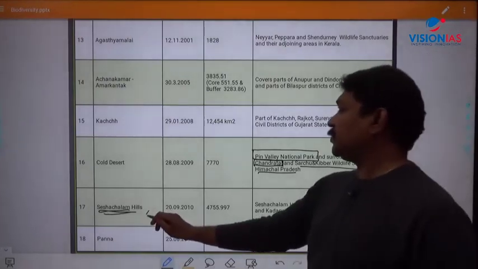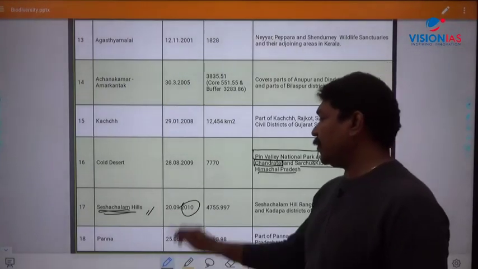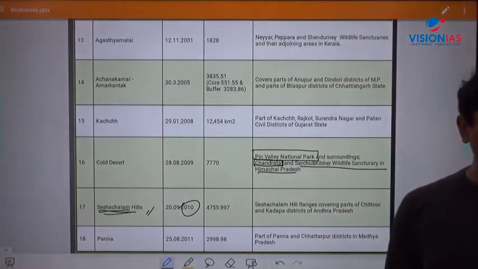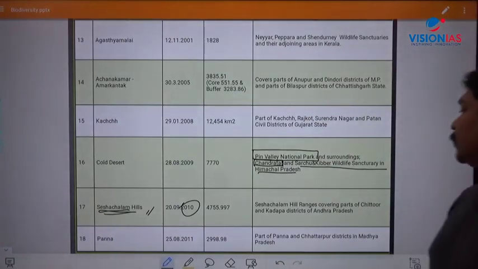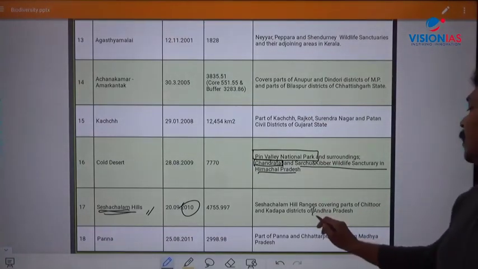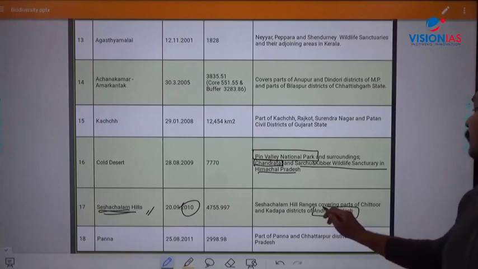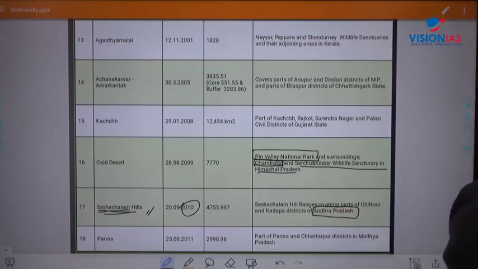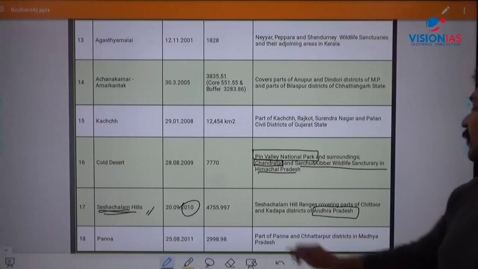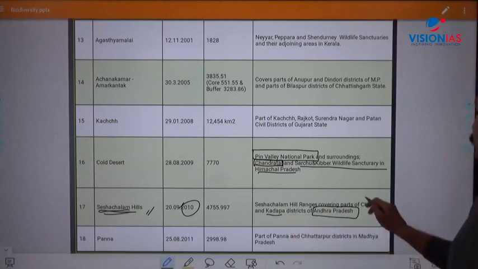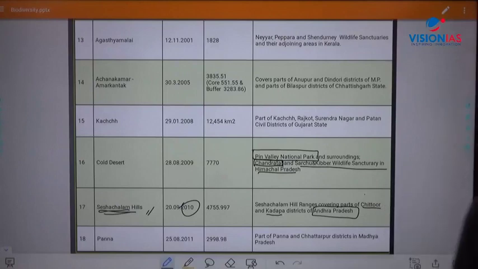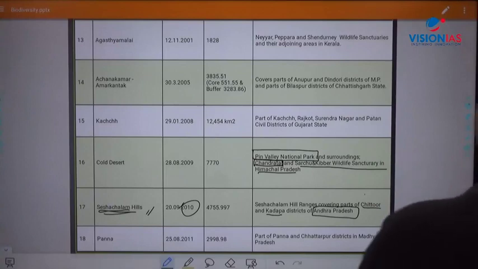Seshachal Biosphere Reserve was announced by the Government of India in the year 2010. Where is it located? It is in the state of Andhra Pradesh. It includes districts like Kadapa and Chittoor.